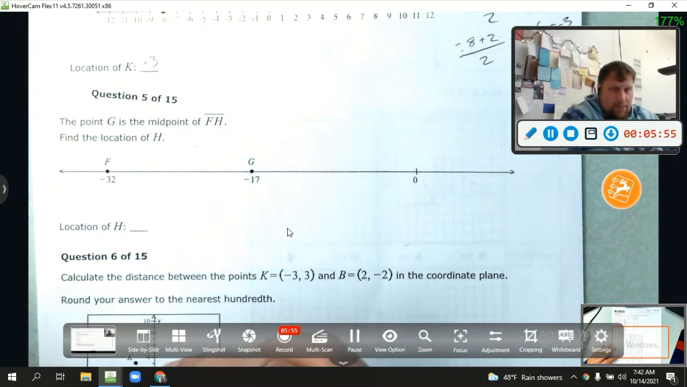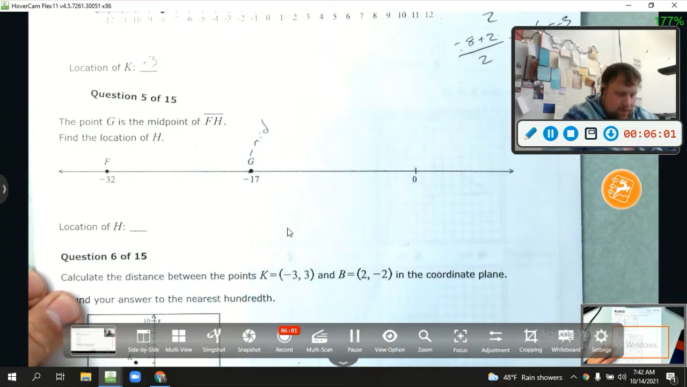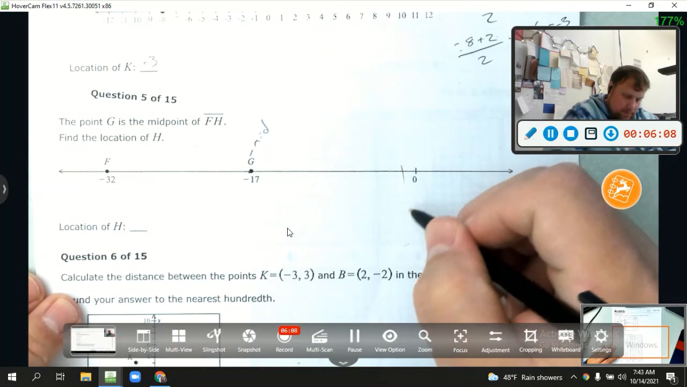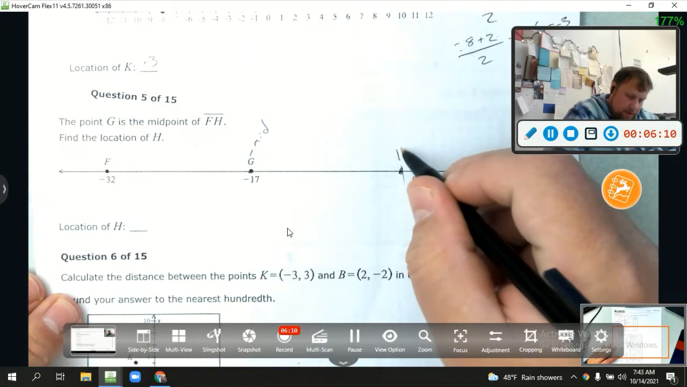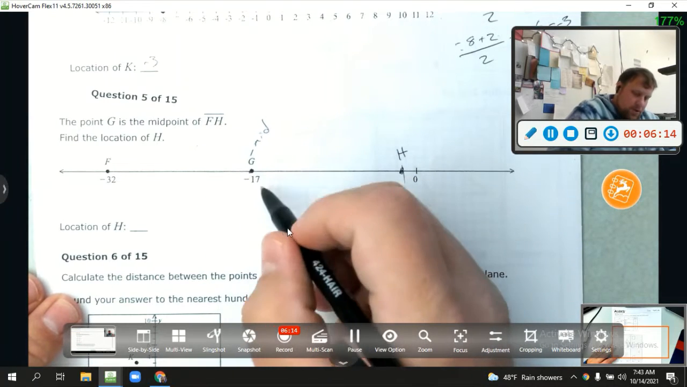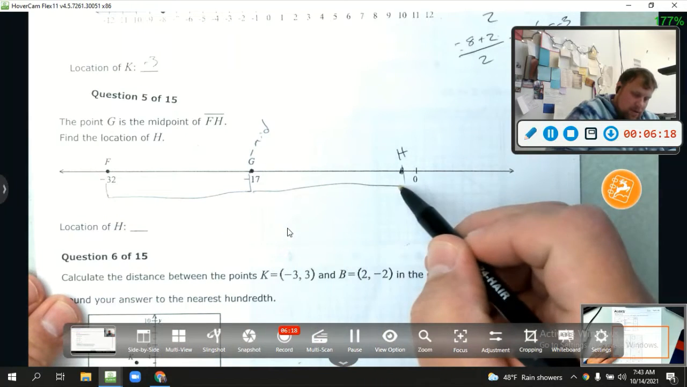All right, the point G is the midpoint of FH. So this is the midpoint. Find the location of H. So H is out here somewhere, right? We have some point H out here. We don't know where it's at. But here's what I do know. This is the midpoint, so the same distance I go this way should be the same distance I go this way.